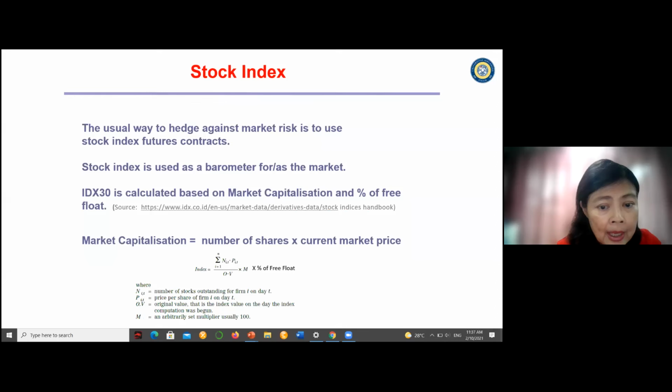The stock index, your IDX 30, which I got from the website there, is calculated based on your market cap, just like the KLCI, but the difference is it's multiplied by the percentage of free float. Free float, to me, means the number of shares that are in the market, excluding, maybe, I'm not sure, the major shareholders and how much they hold. So your index is the sum of all the prices over some base value, times a multiplier, usually 100 at the beginning of the period, times the percentage of free float.